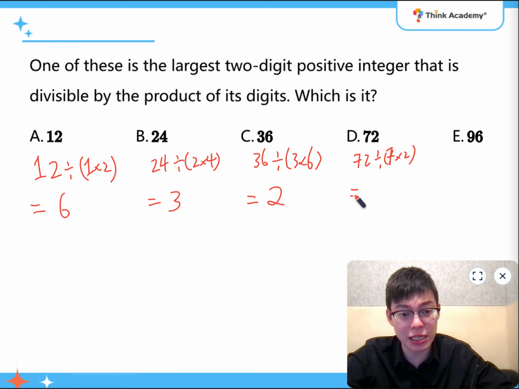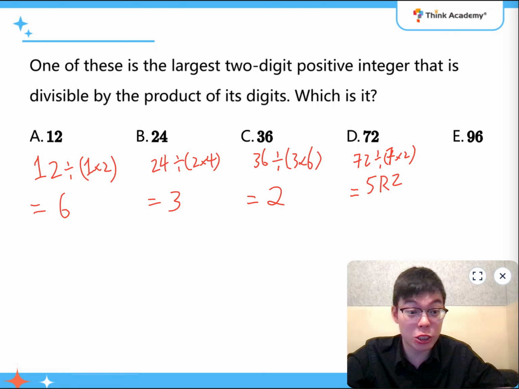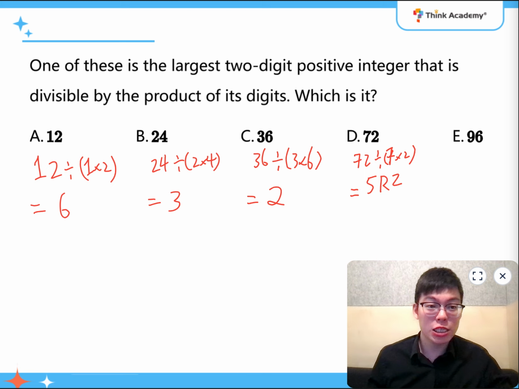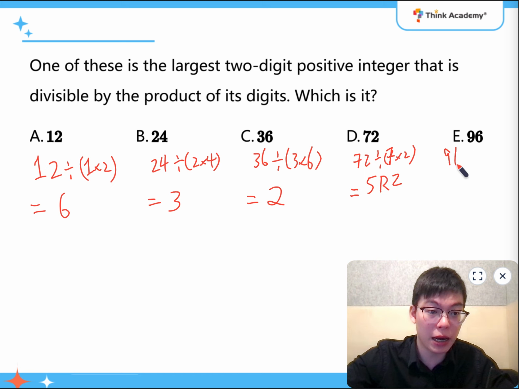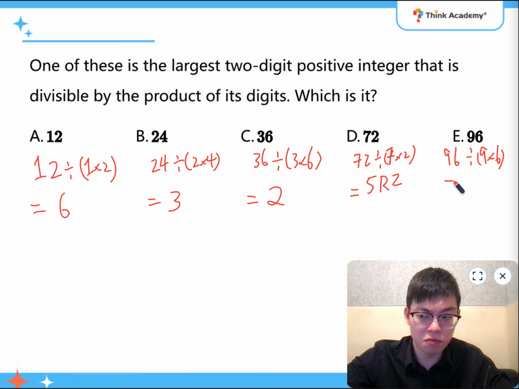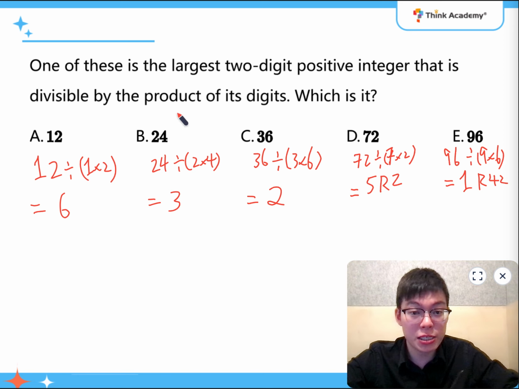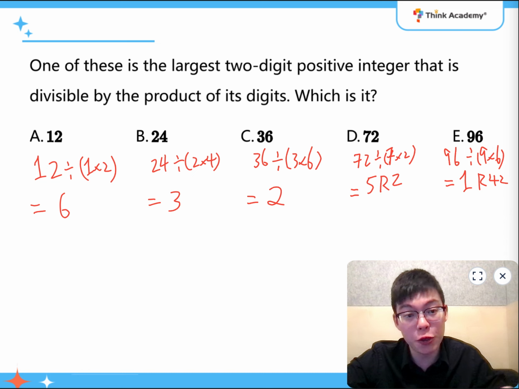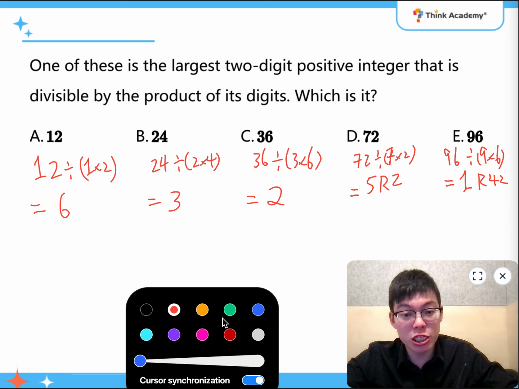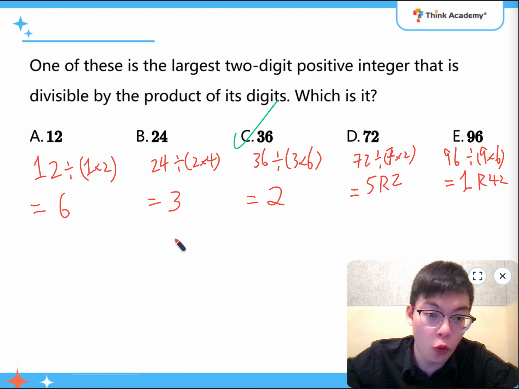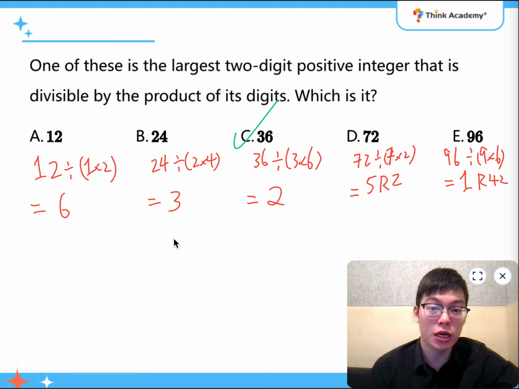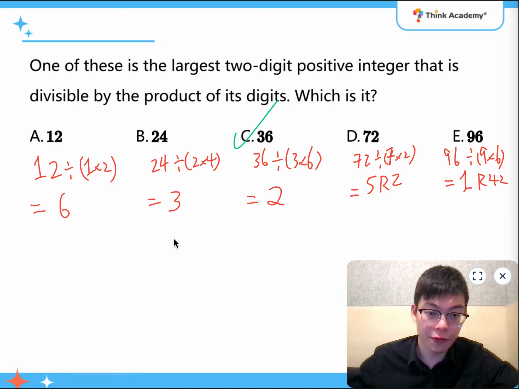I can pretty much see that's not divisible. 5 with the remainder 2, right? And then the last one, 96 divided by 9 times 6, which is 54. That's not divisible. 1 with the remainder of 42. So you can see that the first 3 are divisible. These last 2 are not. And the largest one among them is surely going to be 36, right? Among all those that are divisible. So the answer is going to be 36, which is C. Okay? So that's for the fourth question.